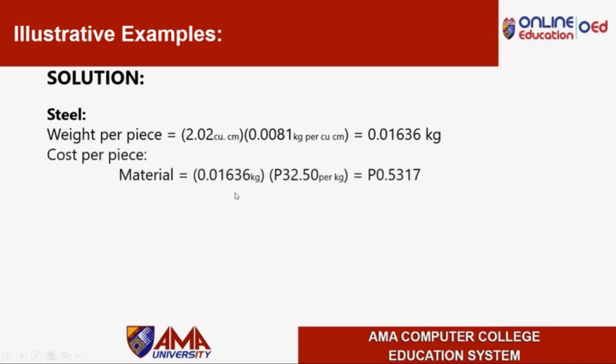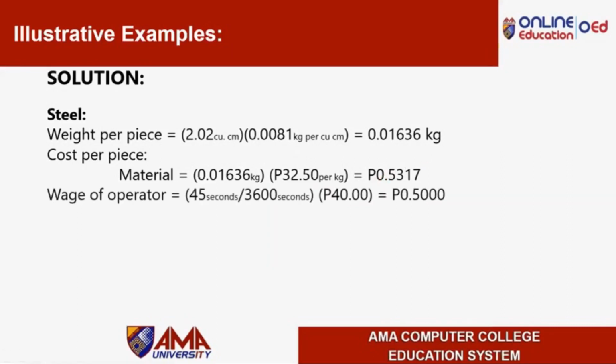Okay, so the cost per piece for material, since the weight per piece is 0.01636 kilogram, is equal to 0.01636 kilogram multiplied by the price per kilogram. The price per kilogram of steel is 32.50. So we multiply 0.01636 by 32.50, which is the cost per kilogram. So the answer is 0.5317, the cost of material per piece.